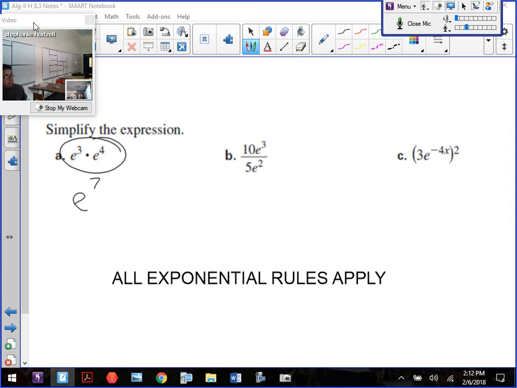Okay. What do you think happens when you have 10e to the third divided by 5e squared? Or not 2e?